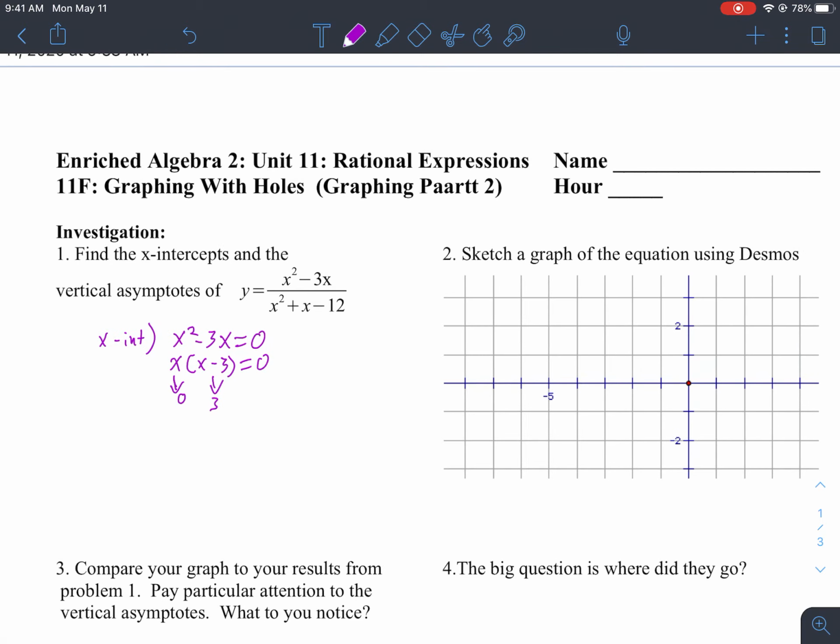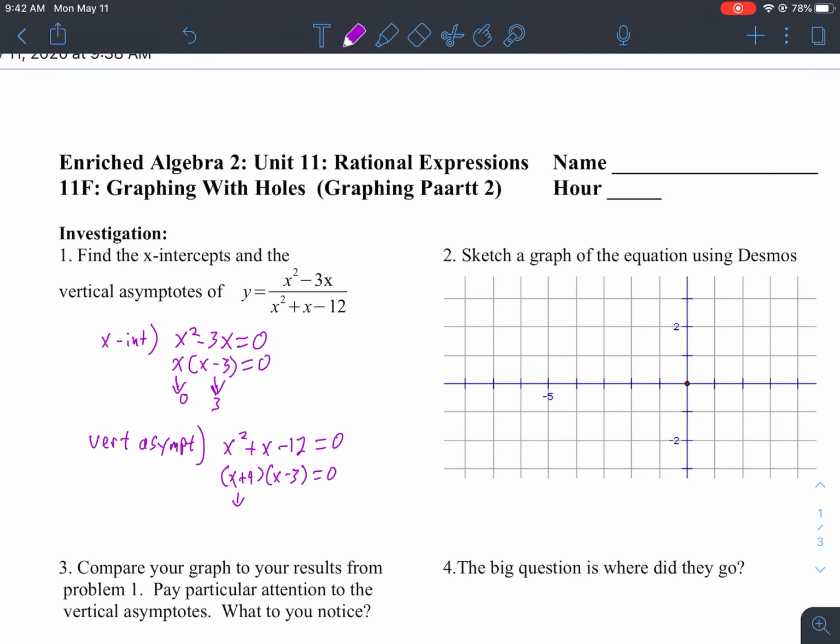I did that intentionally. And the vertical asymptotes, you find by setting the denominator equal to 0 and solving. x squared plus x minus 12 equals 0. This one we can solve by factoring. x times x is x squared, plus 4 minus 3 gives you the 12 and the 1x. So there are two vertical asymptotes at -4 and at 3.